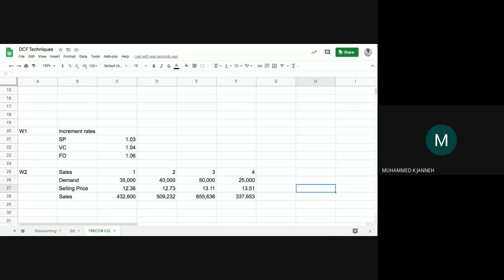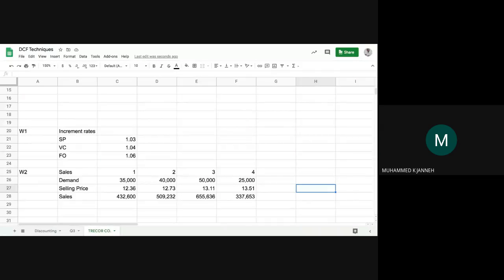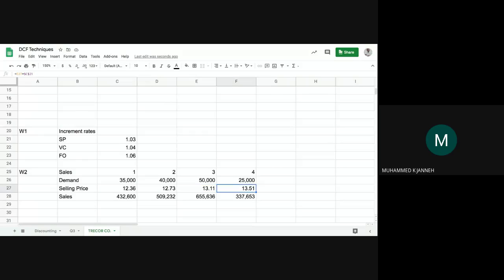Mr. Kofana, yes. The last one, year, I got 13.50, but I'm seeing 13.51. Yes, so you use the 13.11. The previous one before that, you got 13.11, yes. Okay.